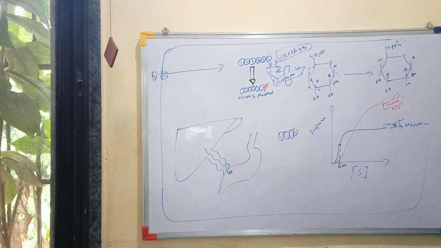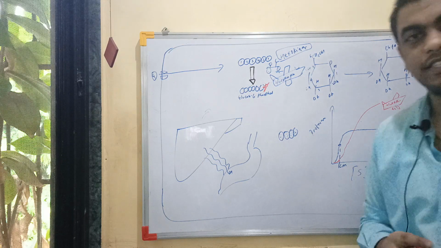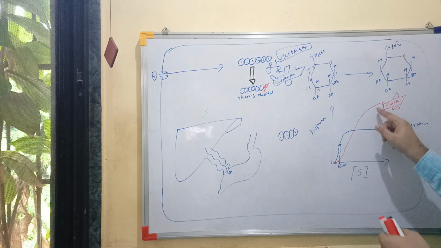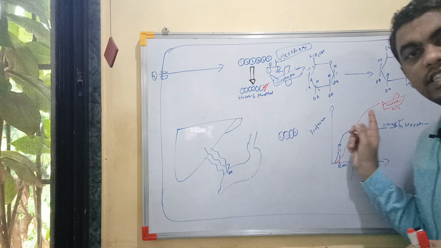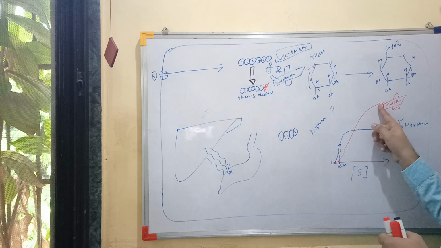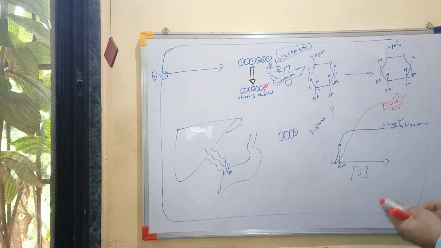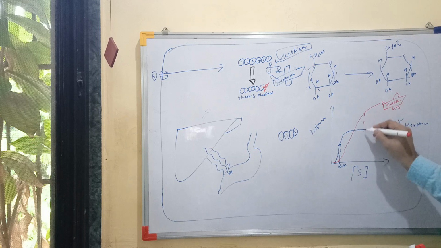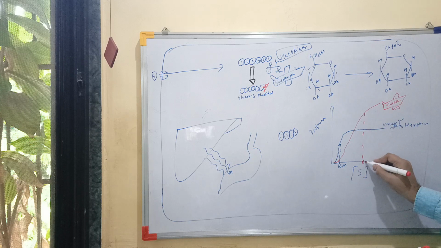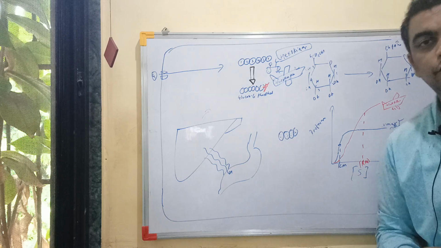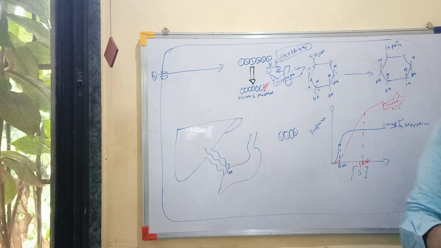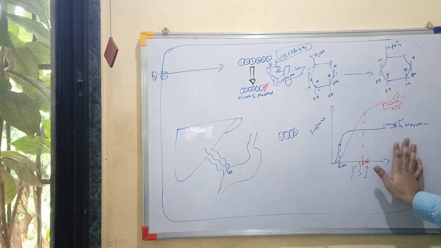And if you talk about the Km of glucokinase, see here it has not yet achieved Vmax, or maybe it has achieved Vmax over here. So its half, its Km, let's say will come somewhere here. So this is the Km of glucokinase. So what are we seeing over here?